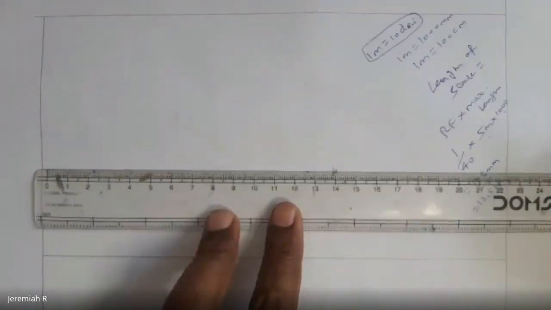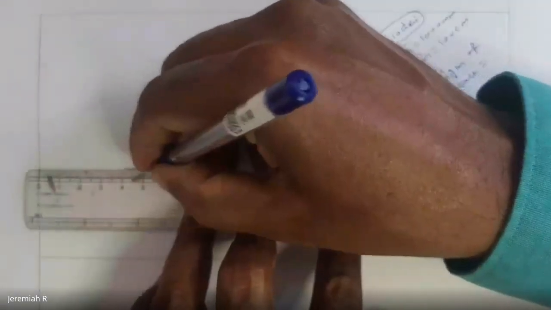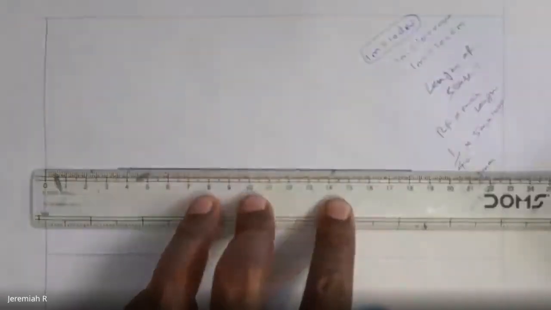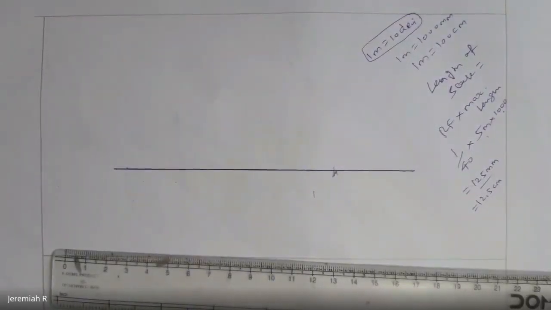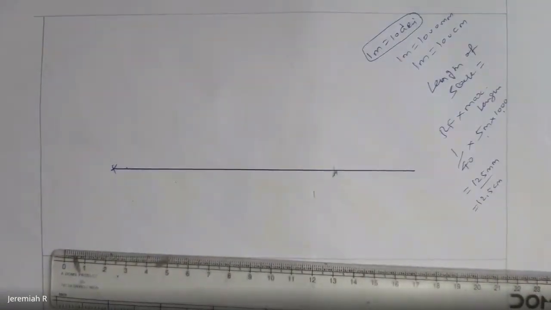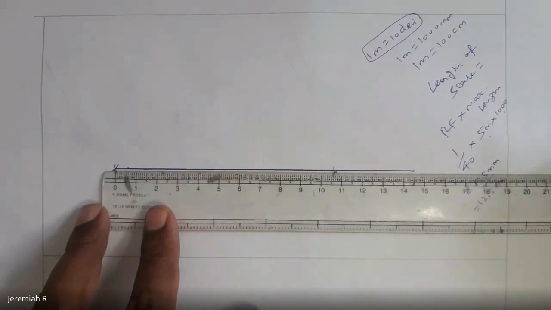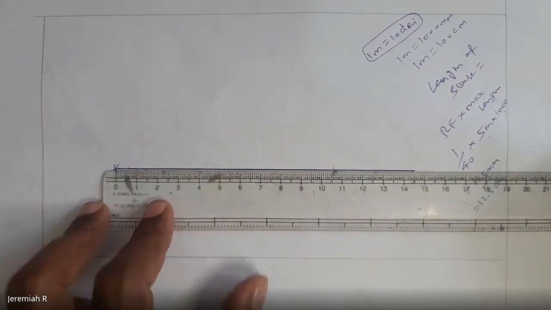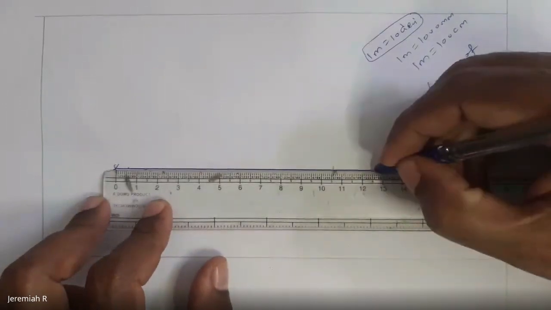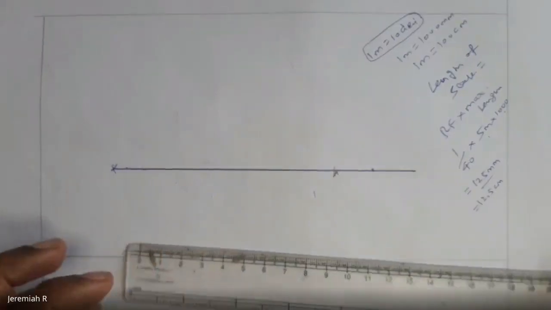Okay, so then what you have to do? Draw one line here. I'm just drawing one line here. Just locate a point here. The length should be 125 mm. After calculation, we got 12.5, that is 12.5 centimeter or 125 mm. So just locate a point here.